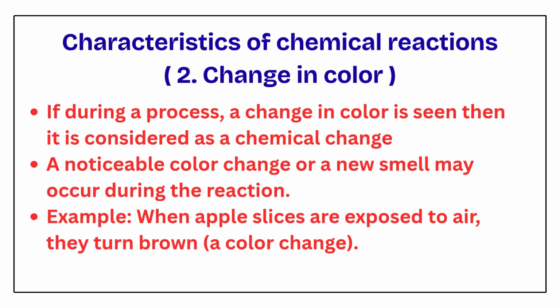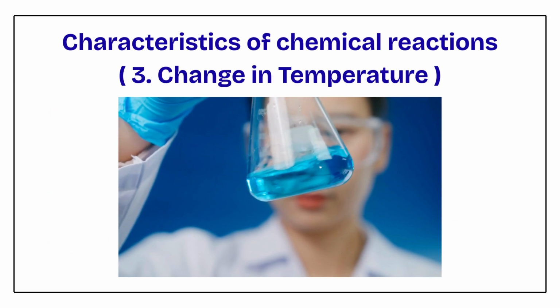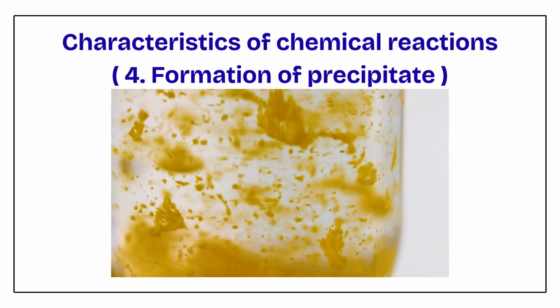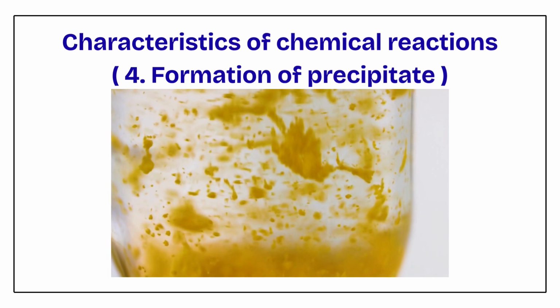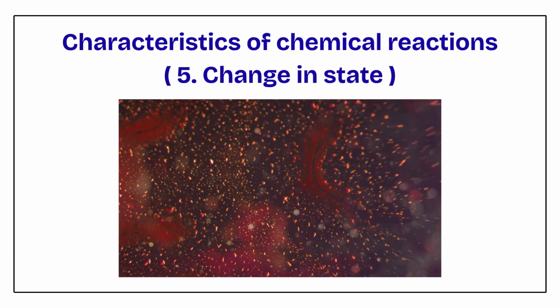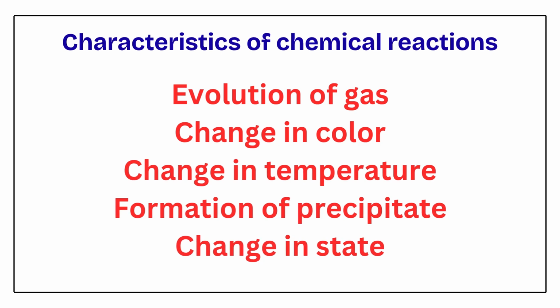in a color observed in a test tube, then it is a chemical process. Number 3, change in temperature, which means that if during a process the test tube becomes either hot or cold, then it is a chemical process. Number 4, formation of a precipitate. And number 5, the change in state. I will be explaining each one of them one by one with the help of an example.